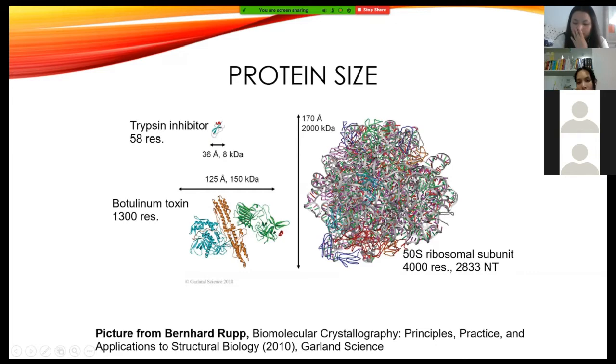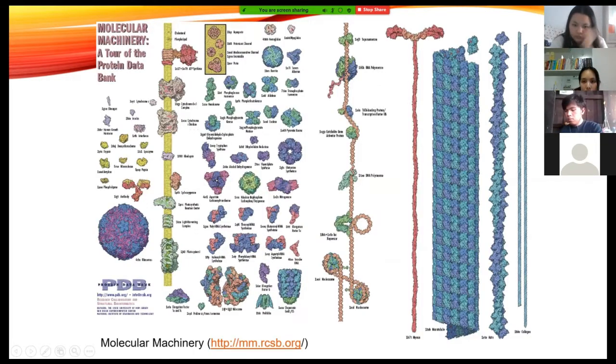So protein sizes vary. Sometimes it's as small as trypsin inhibitor, which is 8 kilodaltons and 36 angstroms across, or it can go as large as ribosomal subunits, or even viruses, which have megadaltons of molecular weight. So for the molecular machinery, this is a chart from the Protein Data Bank, which shows various shapes of proteins. You can see the virus in spherical shape.